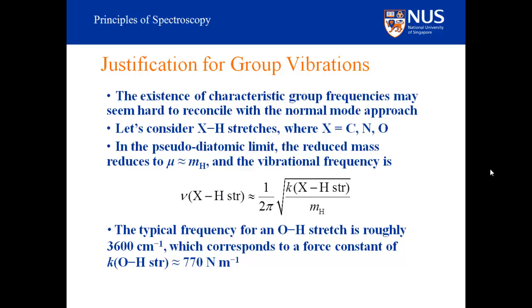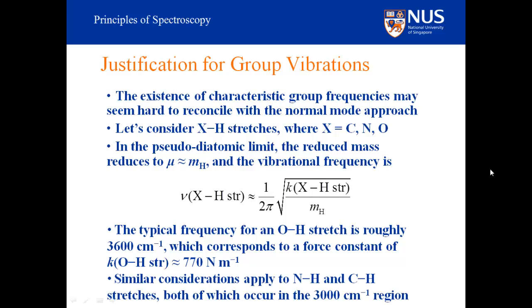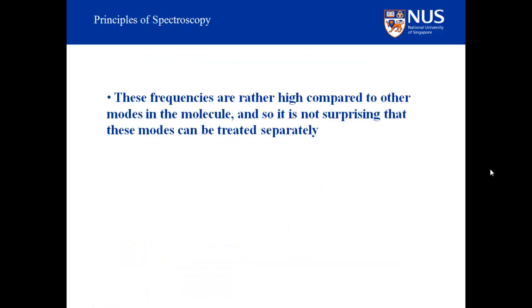So if we look at OH stretches, they occur at approximately 3,600 wave numbers. Using this kind of analysis, that must correspond to a force constant of about 770 newtons per meter. Similar considerations apply to NH and CH stretches. We would expect to see them occurring at around 3,000 wave numbers. That kind of frequency is much higher than the frequencies associated with, say, a CO bond or a CC bond.